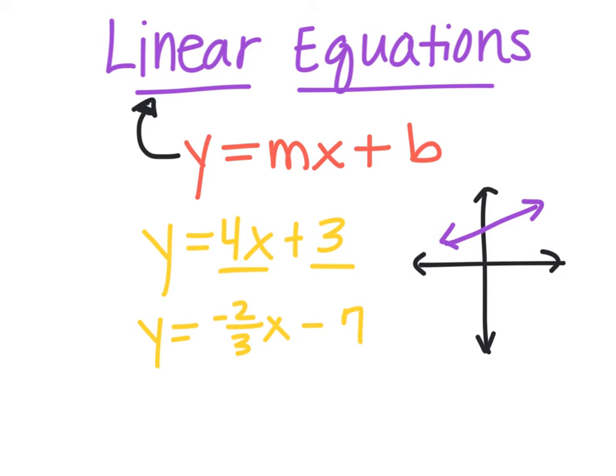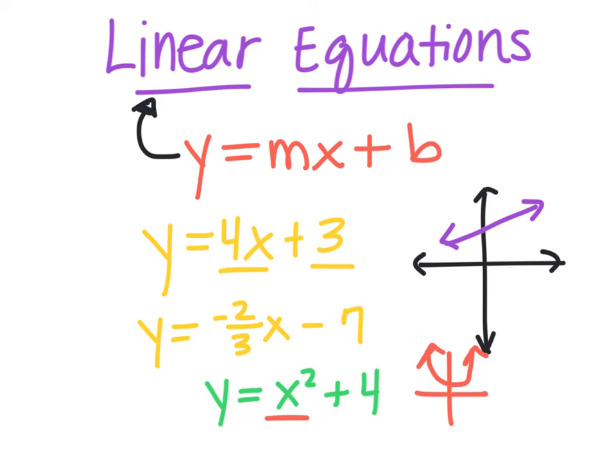Now an example of one that would not make a line would look like this. It would be nonlinear: y equals x squared plus 4. Okay, if I graph that one, we know whenever we see an x squared, that's not going to make a line. That's actually going to make a U-shaped curve called a parabola. So that would make a U. So that is not linear. So this would be an example of a nonlinear equation.